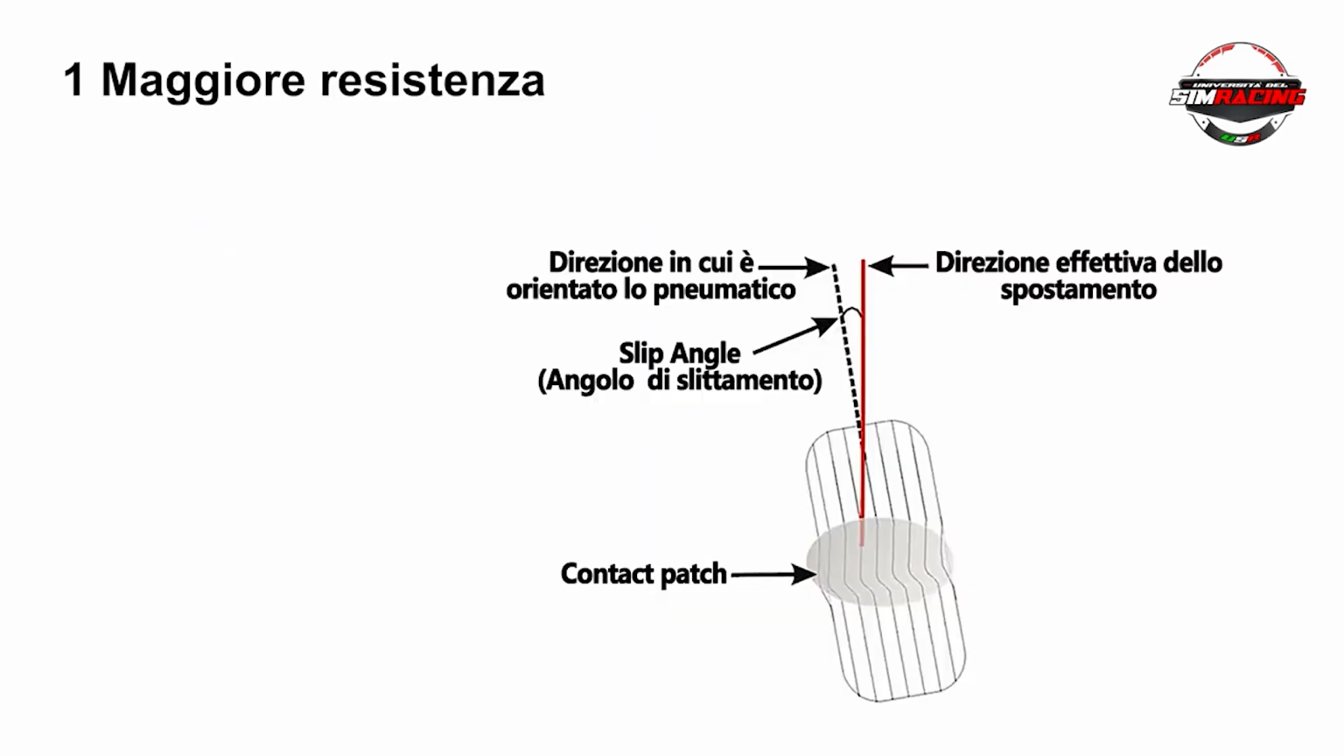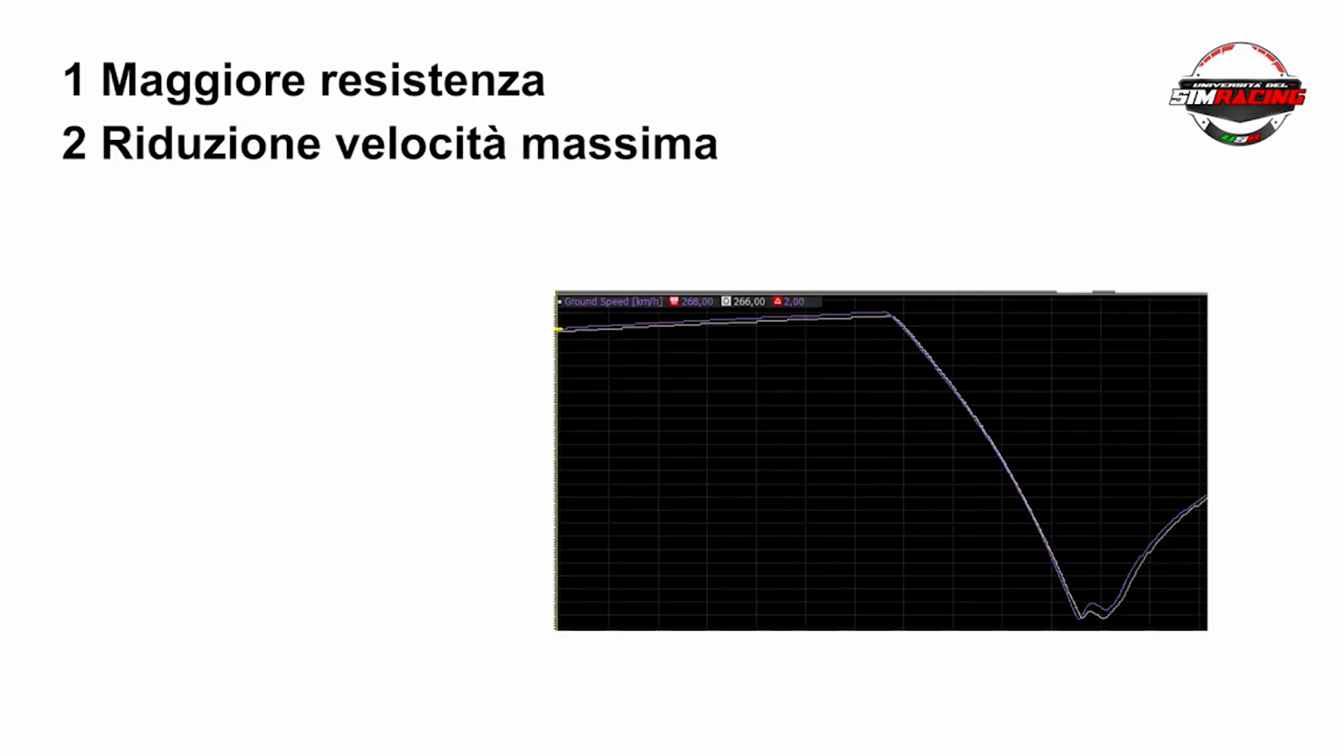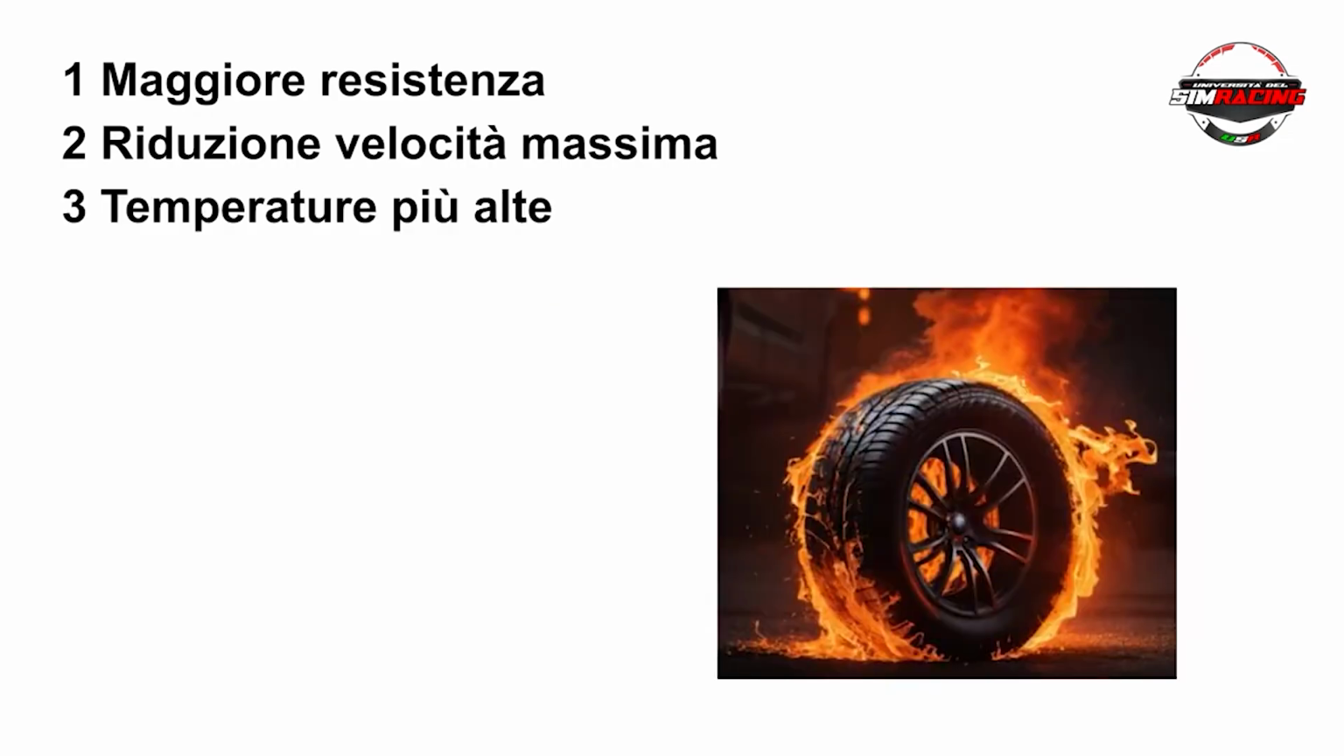Increased rolling resistance. Any toe angle, whether positive or negative, introduces a slip angle even when driving in a straight line. This results in energy loss due to friction and increased heat dissipation. Reduced top speed. Since a portion of the available energy is lost as heat, the car's top speed decreases slightly compared to a setup with neutral toe. Higher tire temperatures. The extra friction between the rubber and the asphalt caused by a non-zero toe angle leads to higher tire temperatures. This can alter internal tire pressure and affect the car's handling dynamics.